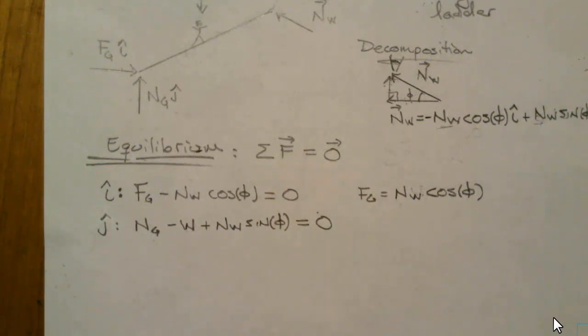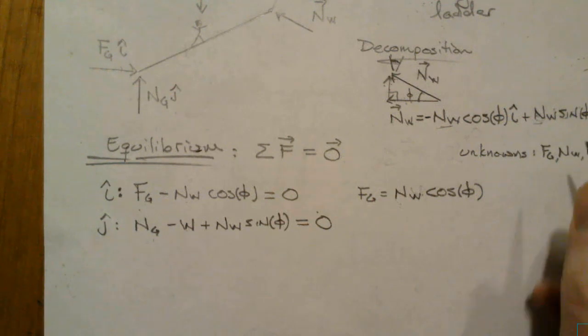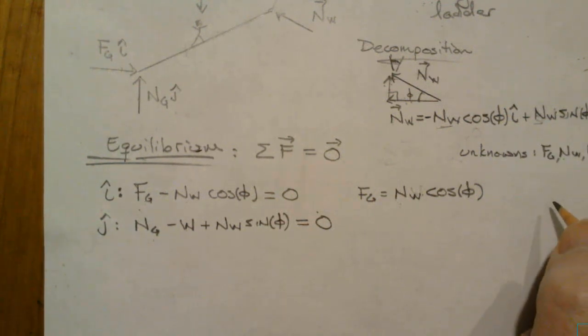And you can kind of see it too. If we do a counting of unknowns, the unknowns here are Fg, NW, and Ng. There's 3 unknowns. And there's just 2 equations. Uh-oh. We don't have enough equations to solve for our unknowns. Our system is underdetermined. So we're going to need another equation. What do you think? Can you think of the other equation?